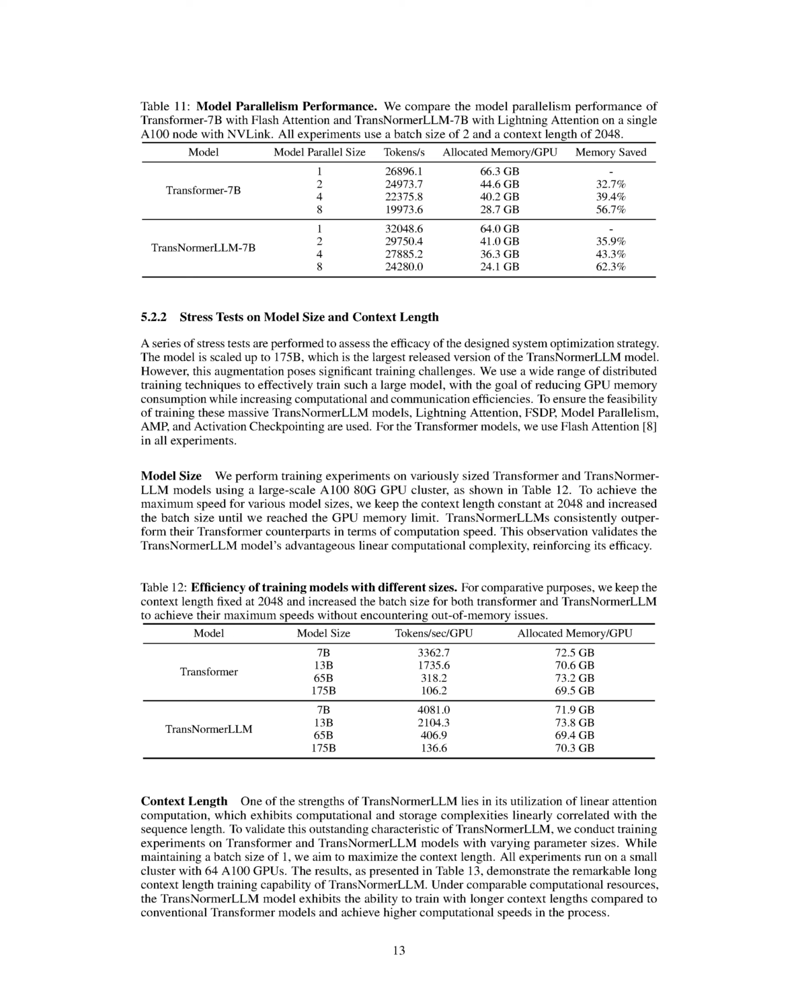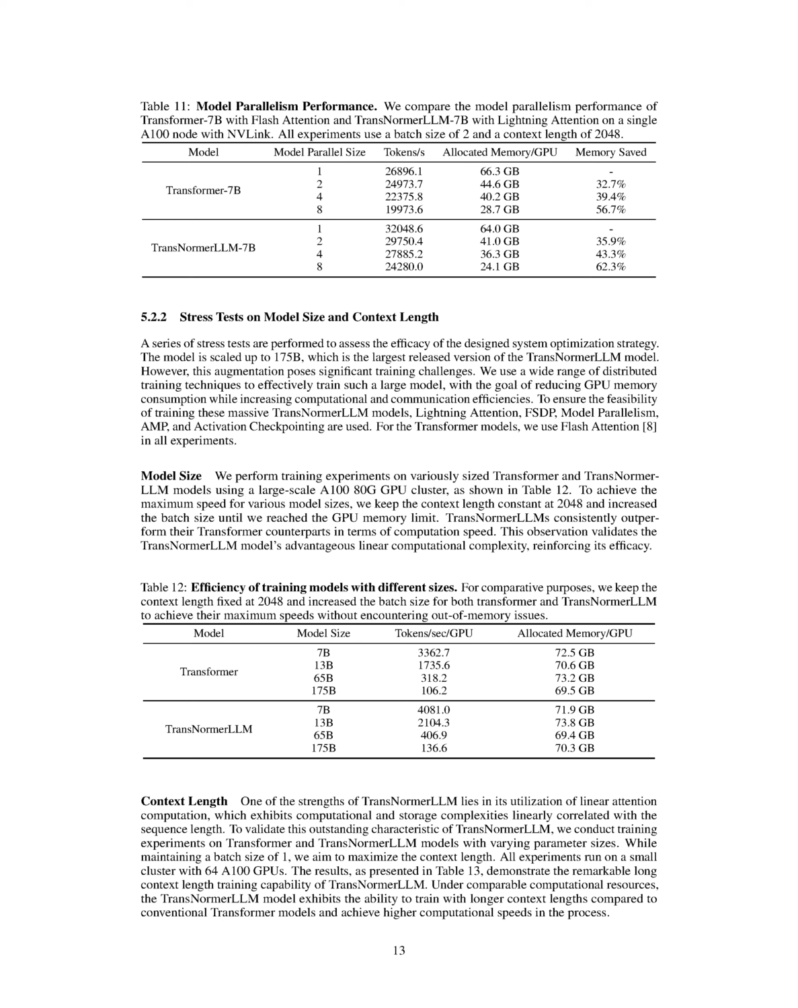Section: Model Size. Model size and training experiments. We conduct training experiments on different sizes of Transformer and TransNormerLLM models using a large-scale A100 80G GPU cluster, as detailed in the table. To maximize speed for different model sizes, we keep the context length steady at 2048 and increase the batch size until we hit the GPU memory limit. TransNormerLLMs consistently outdo their Transformer counterparts in terms of computation speed. This finding confirms the TransNormerLLM model's beneficial linear computational complexity, underlining its effectiveness.